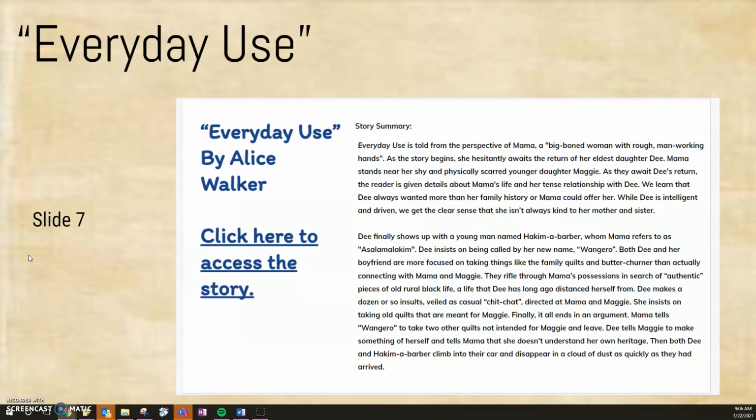Next, let's read a brief summary of the short story Everyday Use by Alice Walker. Everyday Use is told from the perspective of Mama, a big-boned woman with rough, man-working hands. As the story begins, she hesitantly awaits the return of her eldest daughter, Dee. Mama stands near her shy and physically scarred younger daughter, Maggie. As they await Dee's return, the reader is given details about Mama's life and her tense relationship with Dee. We learn that Dee always wanted more than her family history or Mama could offer her. While Dee is intelligent and driven, we get the sense that she isn't always kind to her mother and sister.